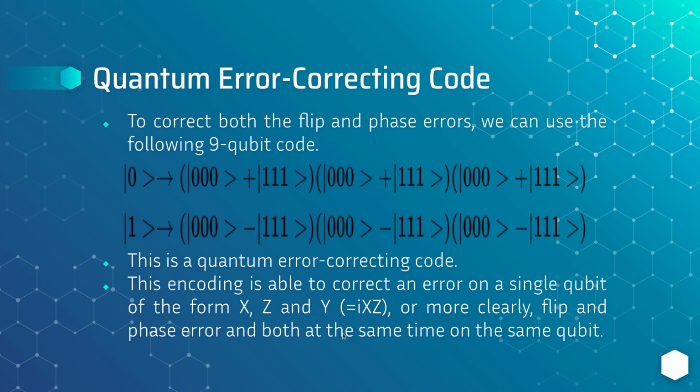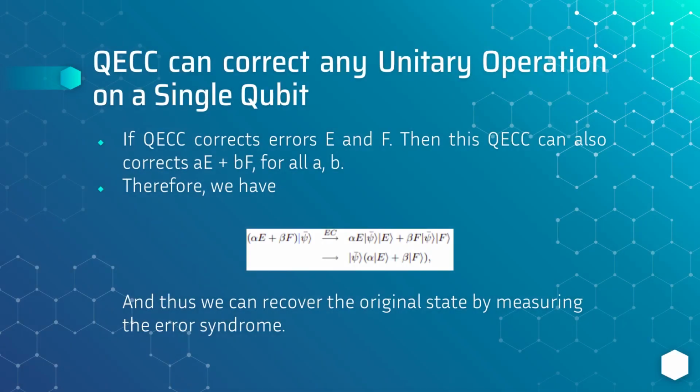So now we are going to a very important theorem, which says that a QECC, a quantum error correcting code, can correct any unitary operation on a single qubit. If a QECC corrects errors E and F, which are basically any unitary operations, then this QECC can also correct any linear combination of these unitary operations, for all a, b.